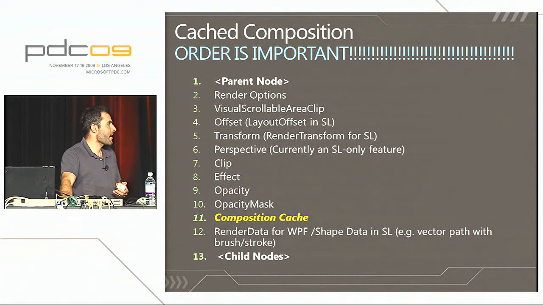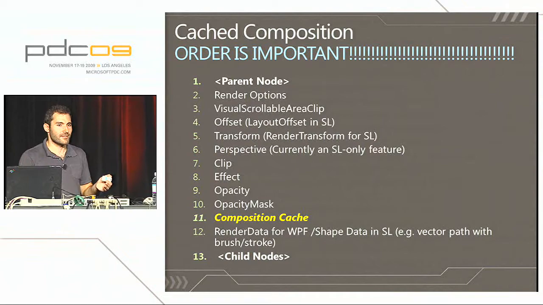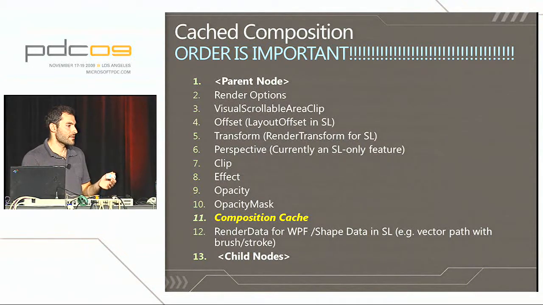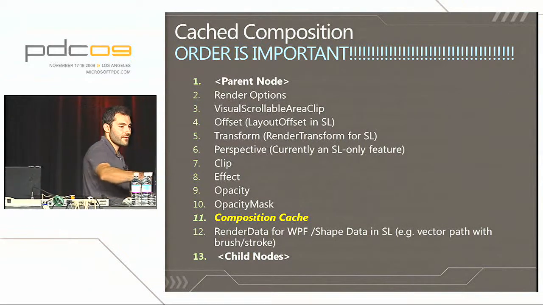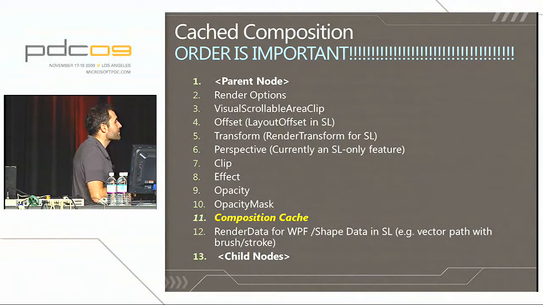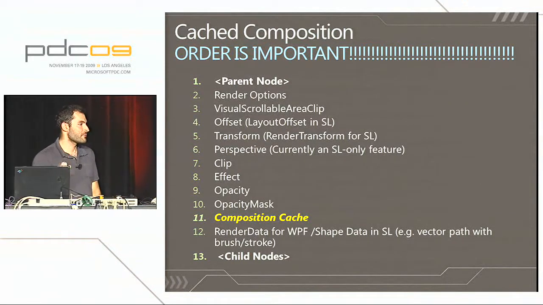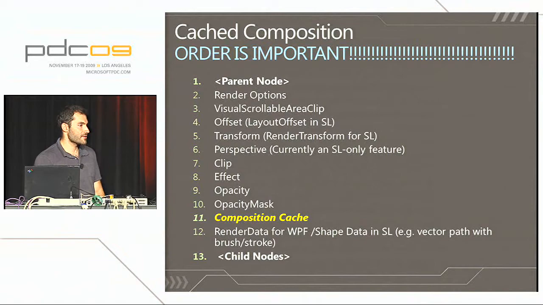The composition cache is right near the bottom. It's right above the render data. Now the render data is analogous. It's basically the vector geometry that exists on a single leaf node in the composition tree. And then you have down here, number 13, child nodes. Child nodes would be all the children of the node on which the cache is applied.